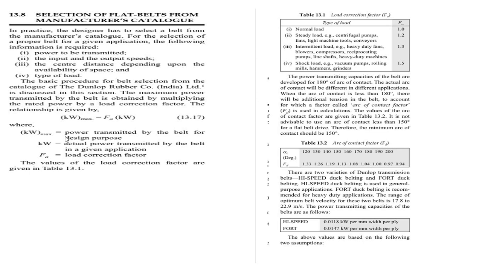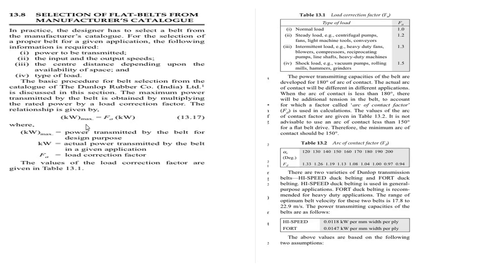The basic procedure followed in these steps is what we are going to learn. This is for the Dunlop Rubber Corporation Limited, India, discussed in these sections. The same procedure can be followed for other manufacturers. The only difference is the power rating and the variety of belts offered. We can select accordingly with the help of this. The basic procedure for belt selection is that we first have to find out the maximum power capacity which can be used for the design purpose.